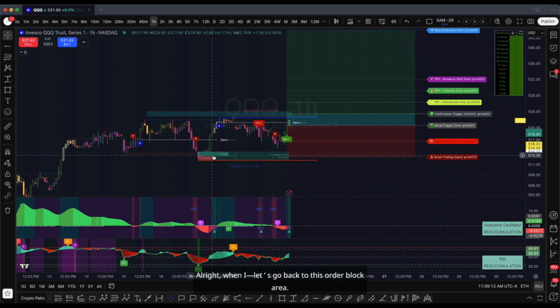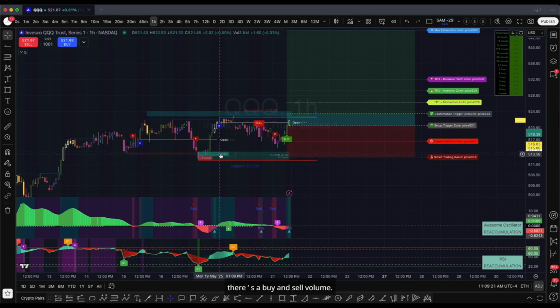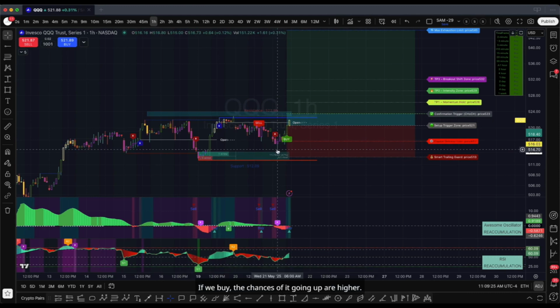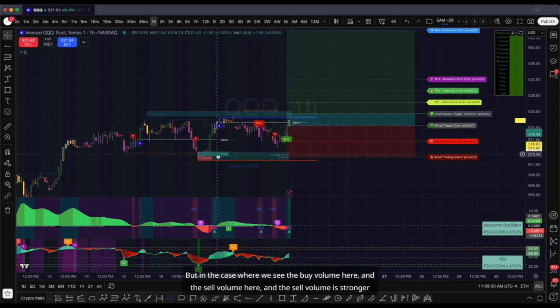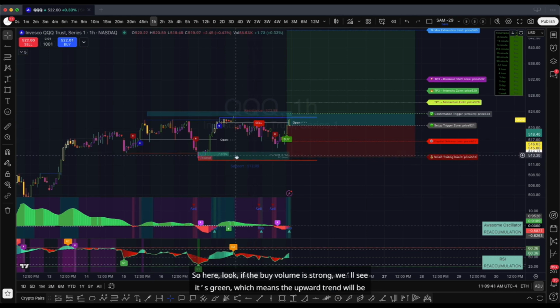Let's go back to this order block area. When we see this price action, it opens here, moves up, and then comes back down here. We look at this. Here, there's a buy and sell volume. If we see a strong buying volume, then okay, we'll focus on buying. If we buy, the chances of it going up are higher. But in the case where we see the buy volume here and the sell volume here, and the sell volume is stronger than the buy volume, that means when it's stronger, this will change color. So here, look, if the buy volume is strong, we'll see it's green, which means the upward trend will be stronger.